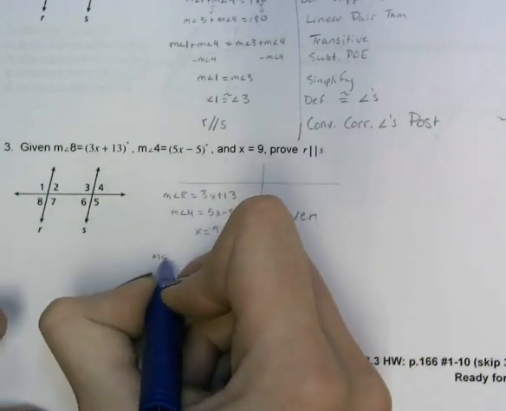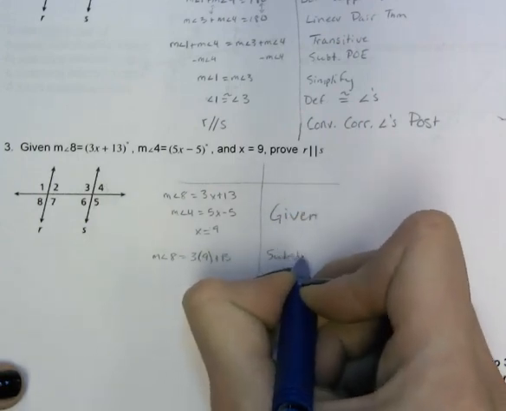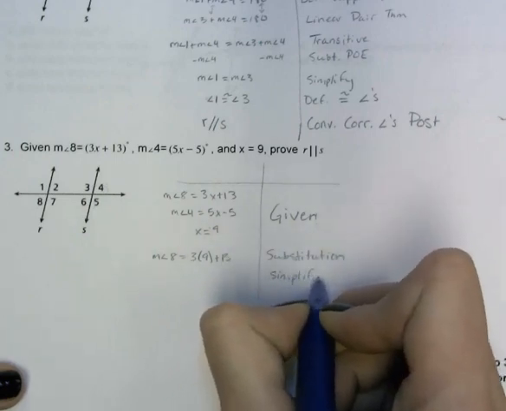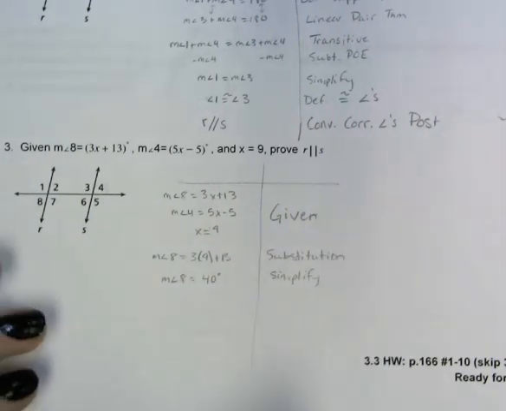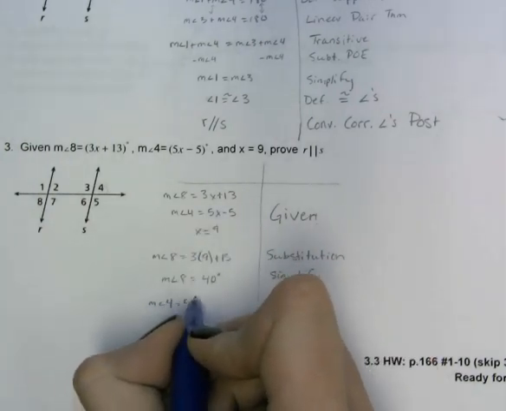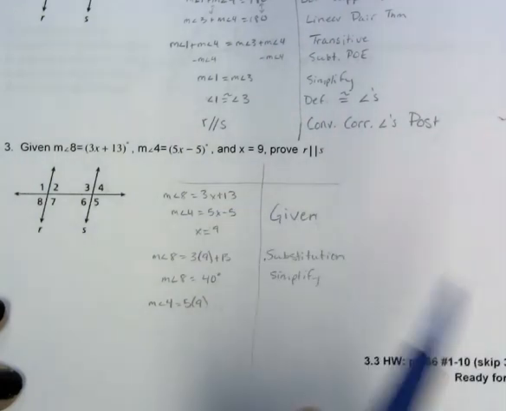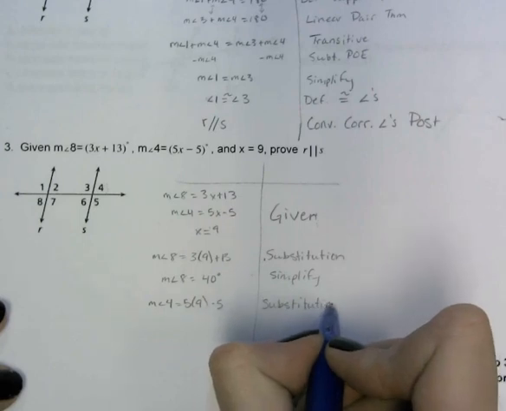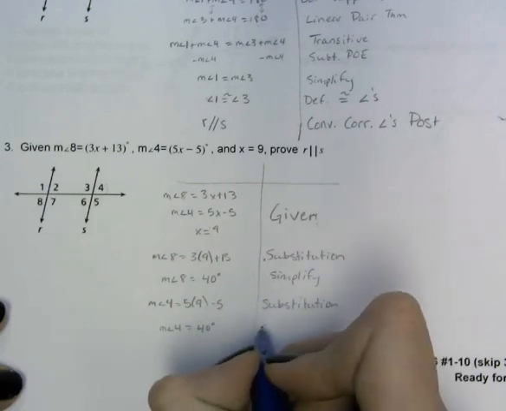So I'm going to do angle 8 here first. I'm just using substitution when I'm doing that. And then I can simplify to show that angle 8 equals 27 plus 13, which is 40 degrees. Okay, and I'm going to do the same thing for angle 4. So I'm going to take that angle 4 and substitute in 9. So we've got the measure of angle 4 equals 45 minus 5, which is also 40 degrees.